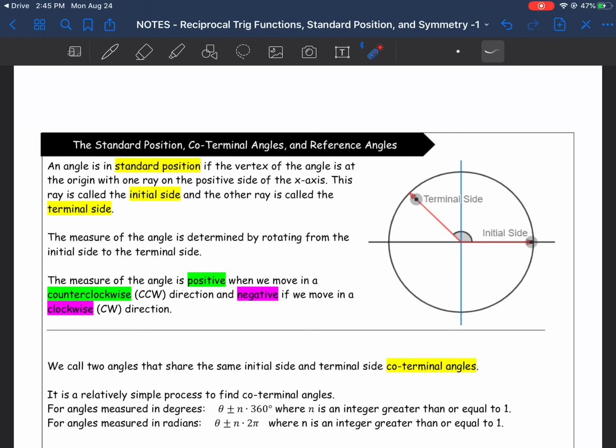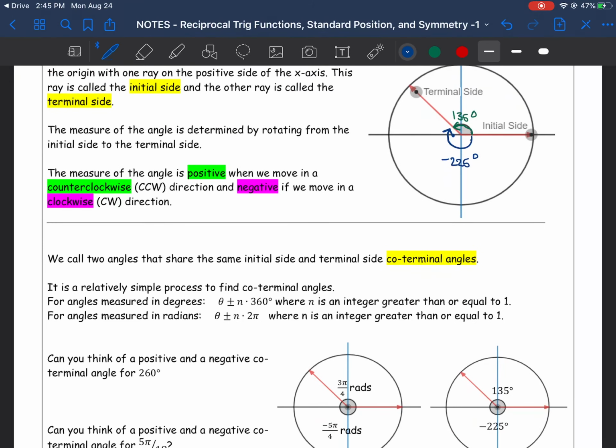So in this particular example, if I moved in the counterclockwise direction, this would be about, we'll say this is 135 degrees, and that's a positive angle measure. If I were to rotate in the other direction, so if I were to rotate clockwise instead of counterclockwise, starting from the initial side and rotating clockwise, we would have a negative angle measure, and it would be about negative 225 degrees. Okay.